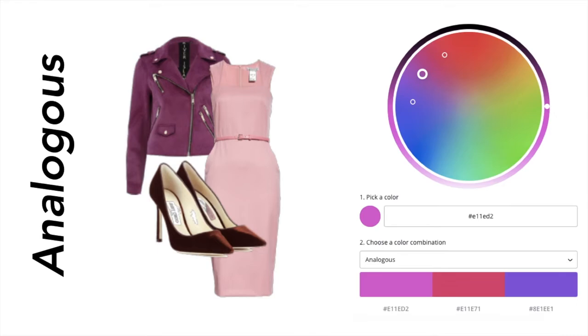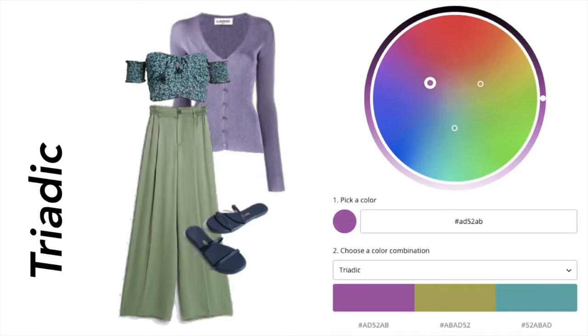An analogous scheme uses three colors side by side on the wheel. A triadic scheme uses three colors that are equidistant on the wheel. This is easier and more appealing if the colors are muted, otherwise it can be too much.